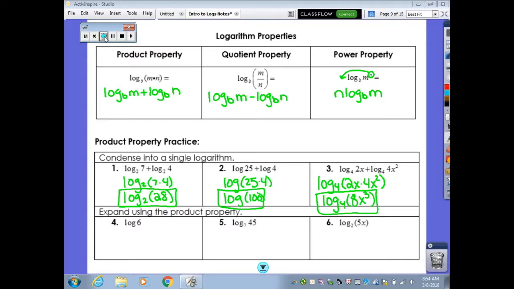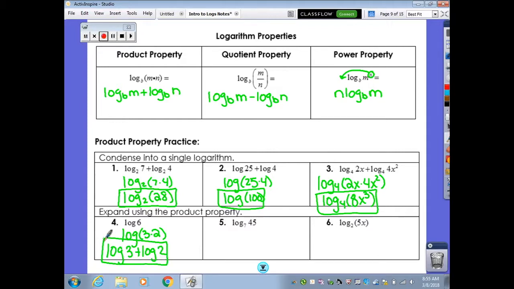So what we can do is we know 6 is the same thing as 3 times 2, which we can now expand to be log of 3 plus log of 2. And that would be our final answer.